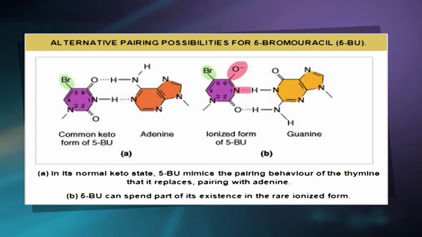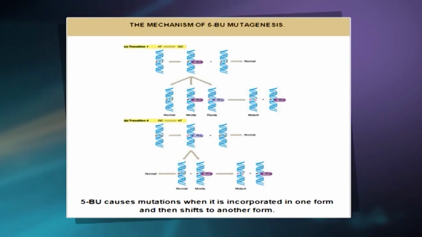5-bromouracil can frequently change to either the enol form or an ionized form. The latter pairs in vivo with guanine. Thus, the nature of the pair formed in replication will depend on the form of 5-bromouracil at the moment of pairing. Here in this figure you can see 5-bromouracil causes transitions almost exclusively. This figure describes the mechanism of 5-bromouracil mutagenesis.